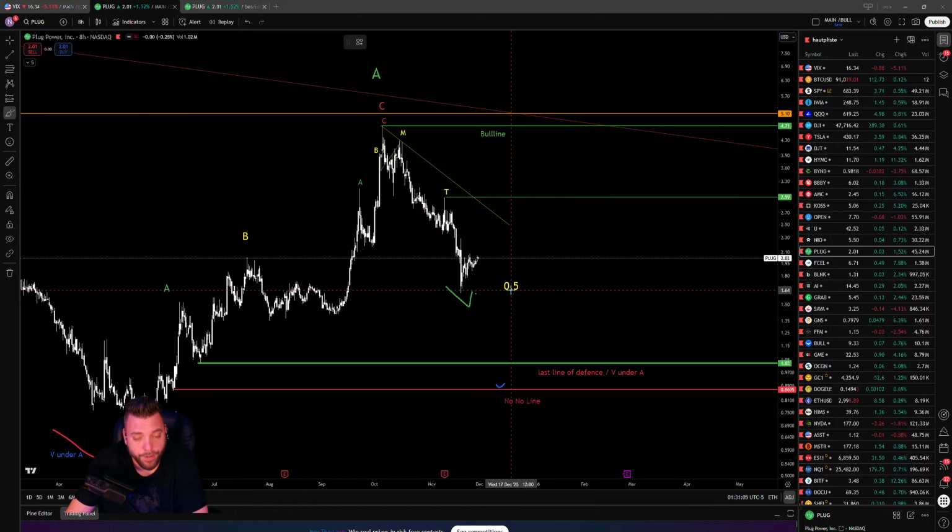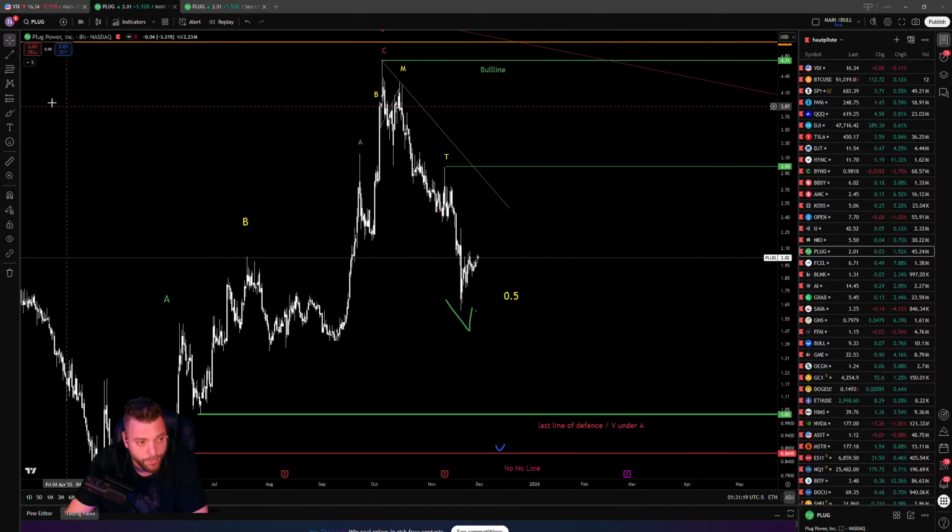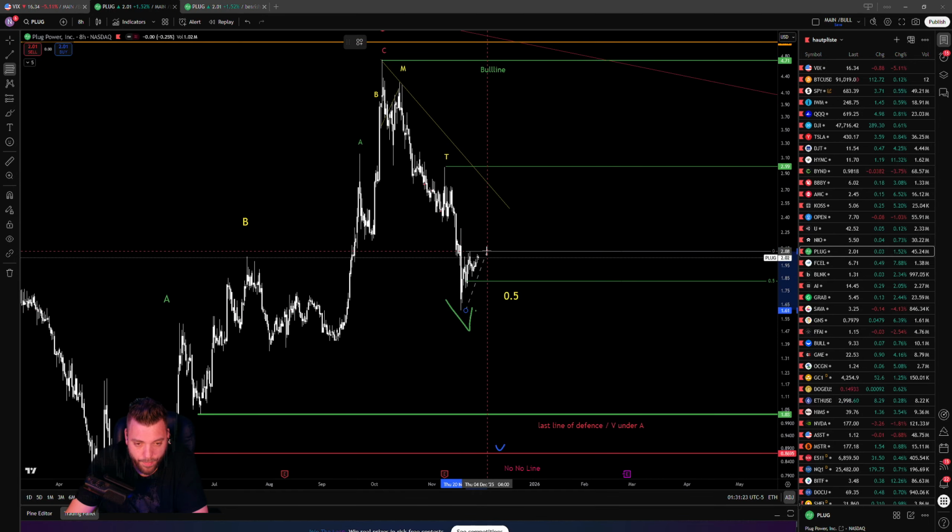But for the 0.5, you can bounce over and under it. Just if we fall down here, then the 0.5 is gone. So this could just be our V. And right now we are forming the higher low. That would mean 182 would be a fallback target.